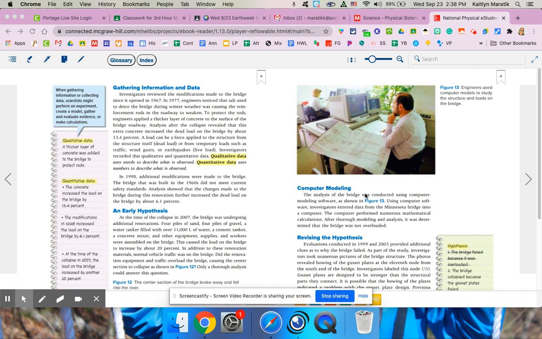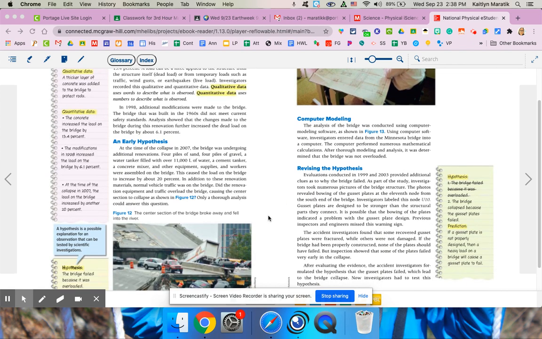So, then in 1998, additional modifications were made to the bridge. The bridge that was built in the 1960s did not meet current safety standards. Analysis showed that the changes made to the bridge during this renovation further increased the dead load on the bridge by about 6.1%. So, an early hypothesis.